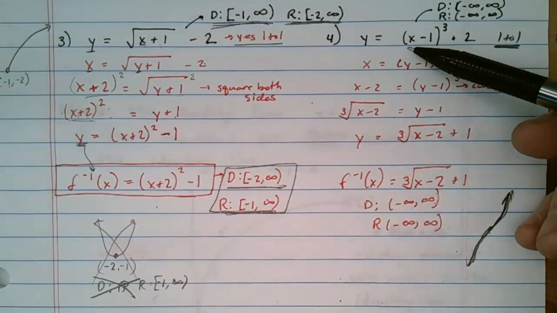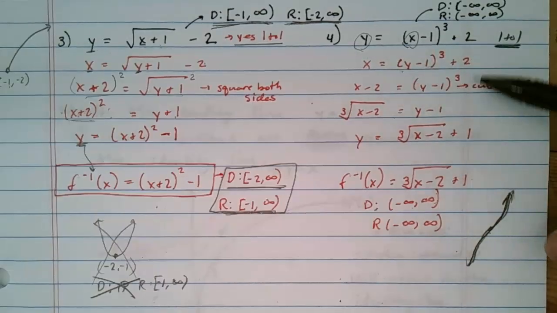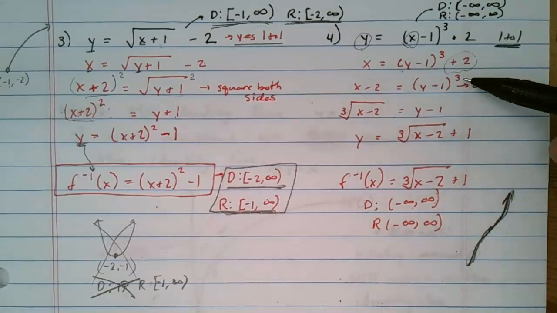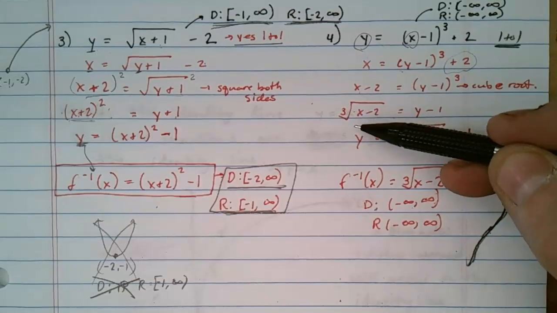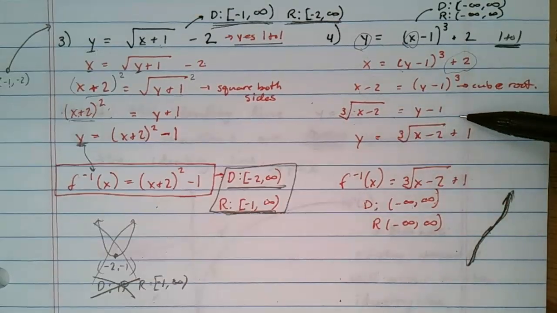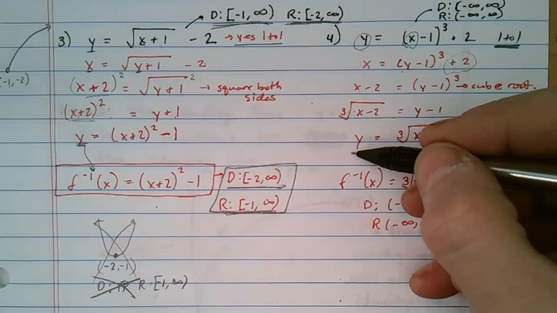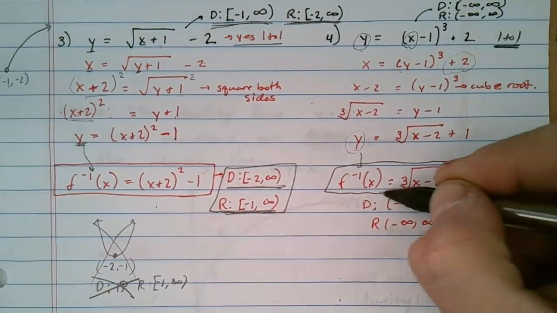What do we do? Swap x and y. We get x equals y minus 1 cubed plus 2. I'm going to subtract 2 from both sides. Then I'm going to take the cube root of this side and the cube root of this side. So I get the cube root of x minus 2 equals y minus 1. Then what? Add 1. Cool. What do I get? I get y equals the cube root of x minus 2 plus 1. The last step is to change that to f inverse, and that is my answer.